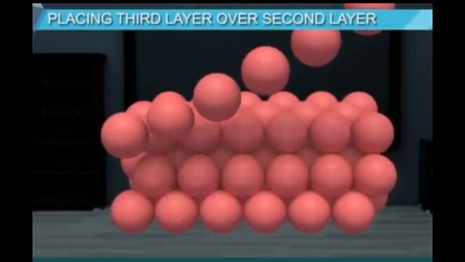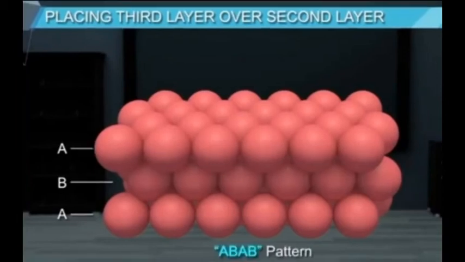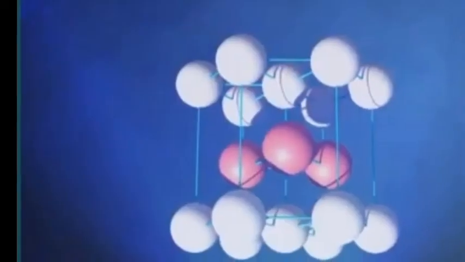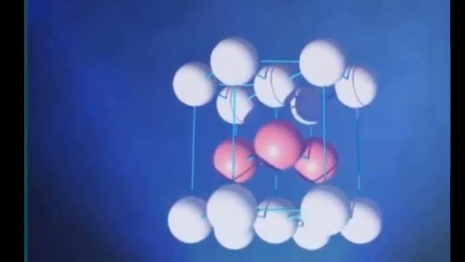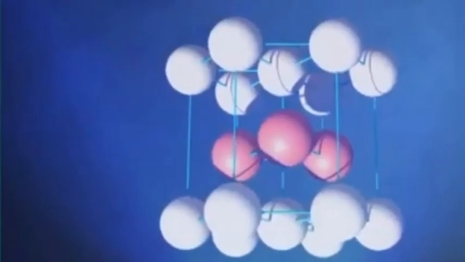Then it is observed that when spheres of third layer are placed over the voids of second layer, the arrangement of third layer is exactly equal to the arrangement of first layer. When first layer is A, then third layer is also A, and the arrangement of second layer is different from that, so it is represented as B. And this pattern is called ABAB pattern, and it gives rise to hexagonal close packed crystal structure. Here observe that arrangement of type ABAB pattern gives hexagonal close packed structure. See this structure. This is hexagonal close packed structure.